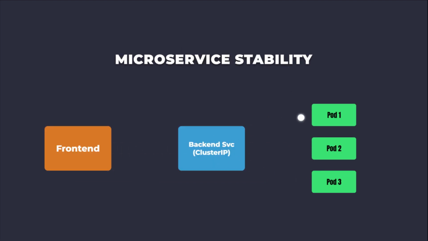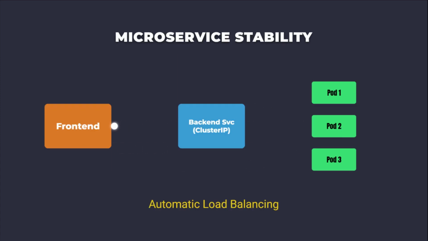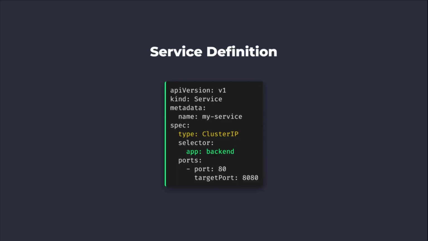For instance, a service defined with type ClusterIP ensures that all pods within the cluster can reliably communicate with the service without needing to know the ephemeral pod IPs. This is essential for microservice communication, where stability and internal load balancing are paramount for application resilience. To define a ClusterIP service, the YAML manifest specifies type ClusterIP and lists the selector matching the target deployment labels.